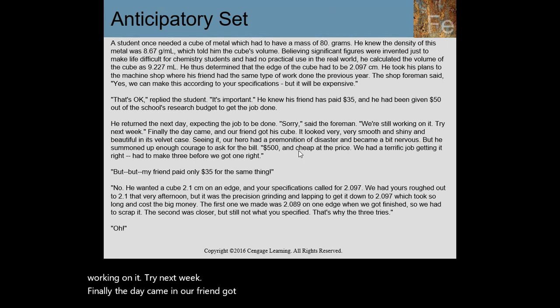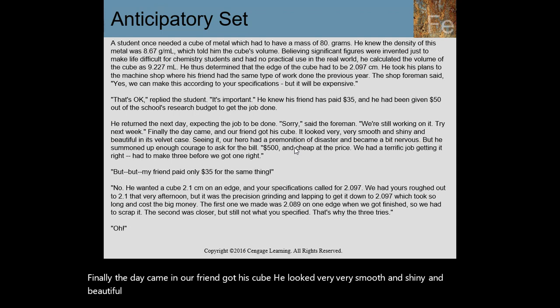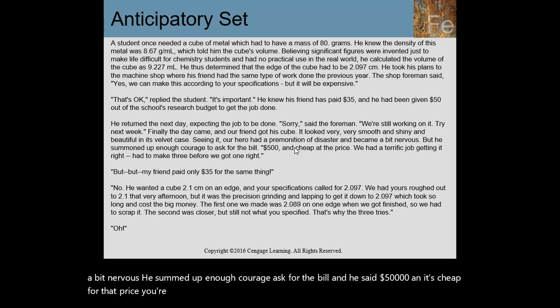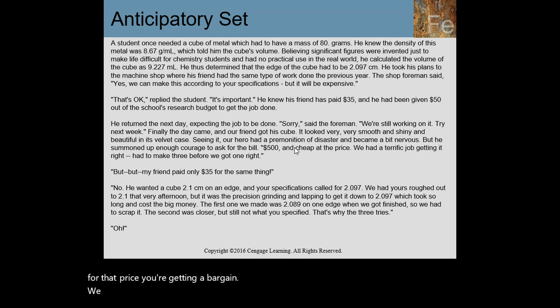It looked very smooth and shiny and beautiful in its nice velvet case. And our hero, having a premonition of disaster, became a bit nervous. He summed up enough courage to ask for the bill, and the foreman said $500, and it's cheap for that price. You're getting a bargain. We had a terrific job getting it right. We had to make 3 before we got that one exactly right.